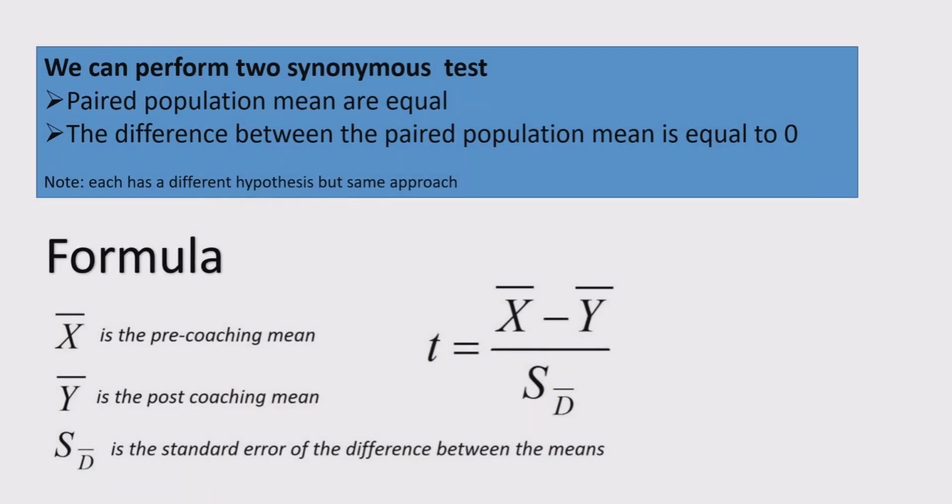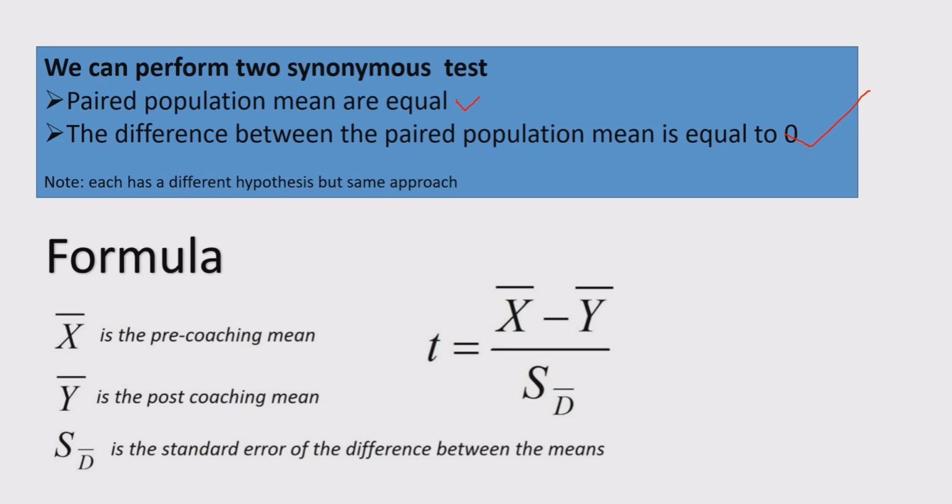So what do you compare? You compare basically two things. Number one is the paired population mean. Are they equal? And this is the second one. Is the difference between the means equal to 0? They actually mean the same thing. It's just that it depends on the analysis you are doing. If you want to compare whether the two means are the same, fine. If you want to compare if their difference is equal to 0, fine. So that will be your null hypothesis.